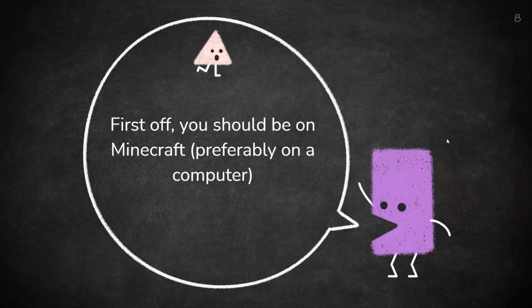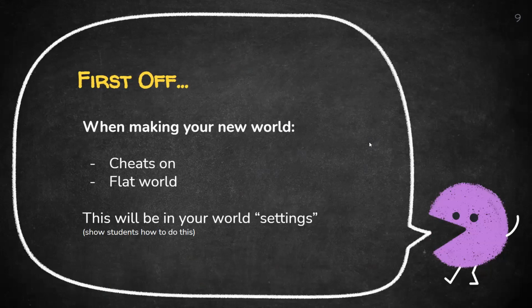First off, you should have Minecraft open. When making a new world, we prefer to have cheats on, because otherwise you won't be able to actually use commands. And also a flat world. This will be in your world settings. Once you make a new world, it'll ask you for different drop boxes. There's one called cheats, and you can say cheats on, and then there's also world type. You can say flat world.